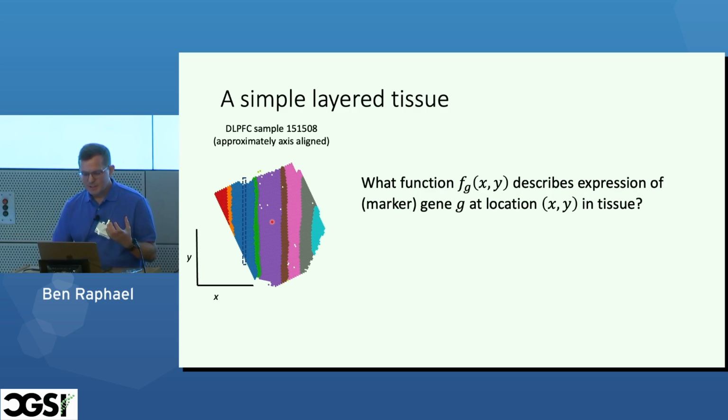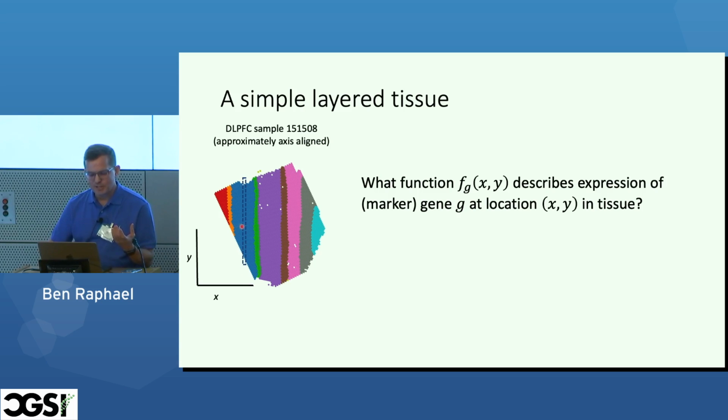What's the expression function of this gene as a function of space? What would this function look like? Okay, so if we look at the structure here, the first thing we might notice is that by this rotation, now at every x coordinate, the expression is the same. So now our problem is a one-dimensional problem.